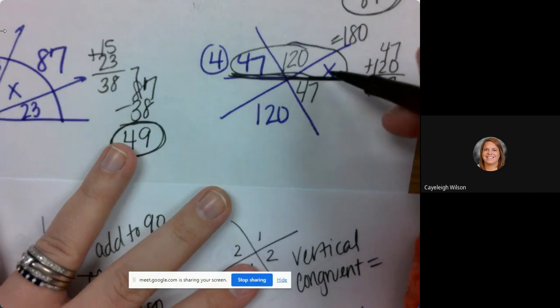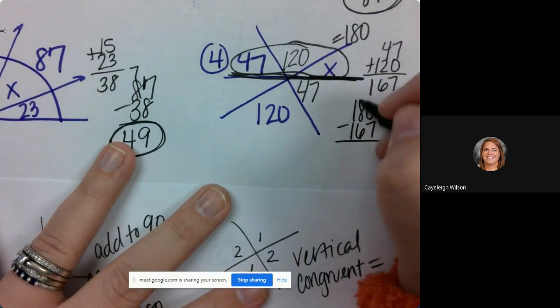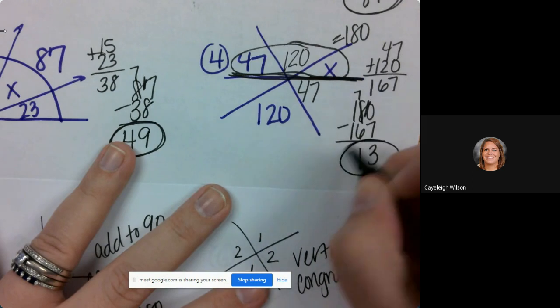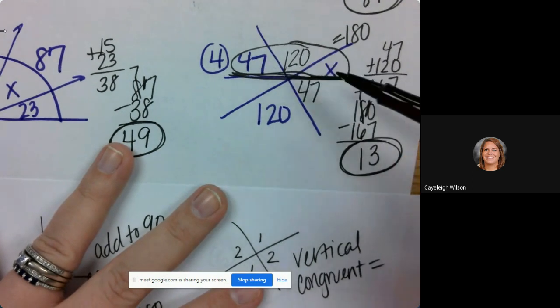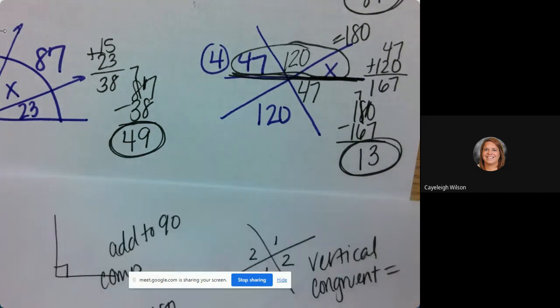And then to find that third angle, 180 minus 167. So that's 10 minus 7, which is 3, 7 minus 6, which is 1, and 1 minus 1 is 0. So that third angle is 13. So is 47 plus 120 plus 13 180? Yes, it is. All right, moving along here.